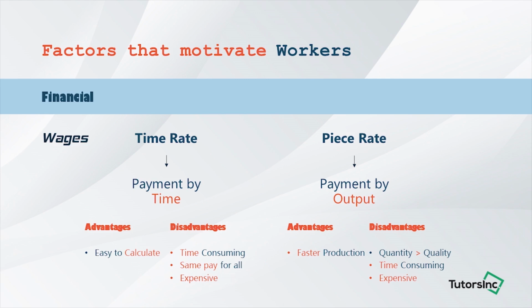As for piece rate, the big advantage of this method is that it results in faster production, as everyone aims to produce more because their pay depends on it. However, because of this, the quality of production is put at risk. Workers go for quantity over quality because, like I said, their payment depends on it. As for the other disadvantages, this method is also time-consuming and expensive as the process is done regularly and supervisors are required to oversee production. And that was all from wages.